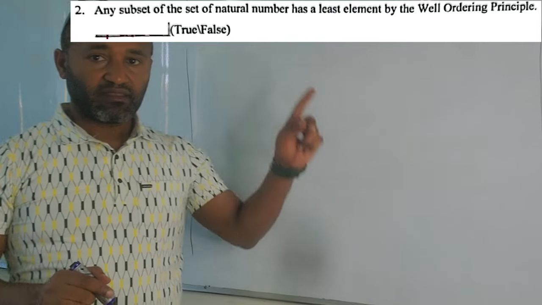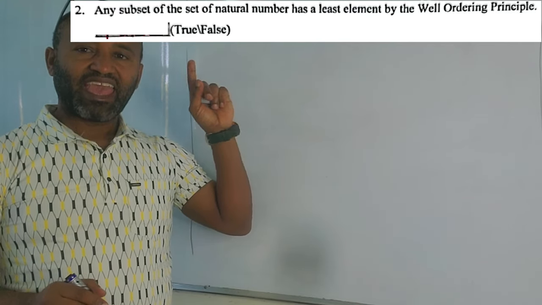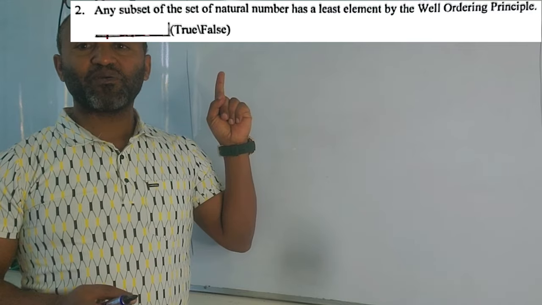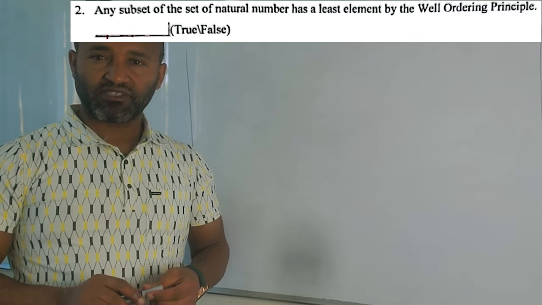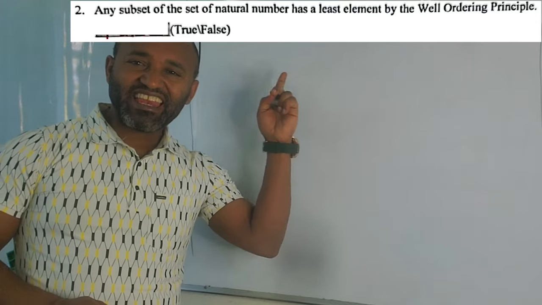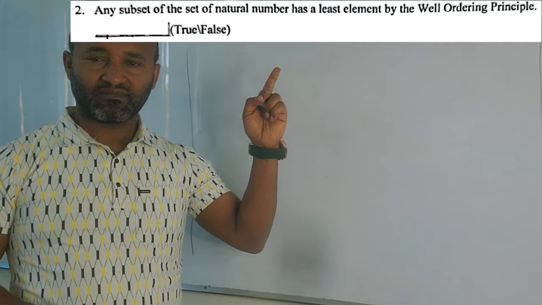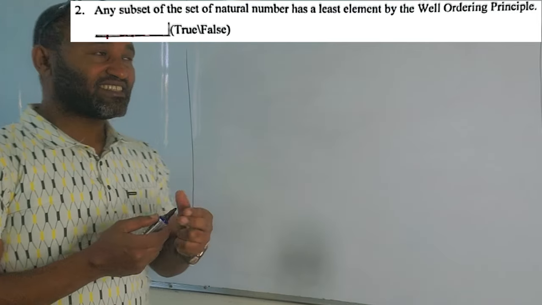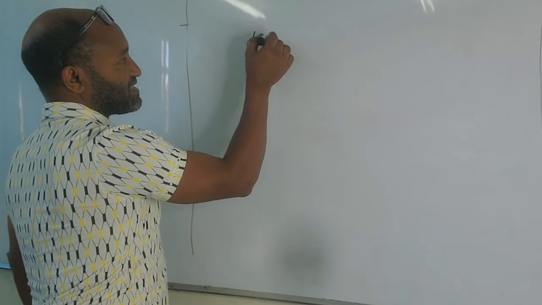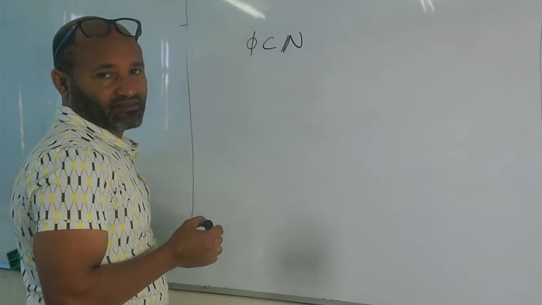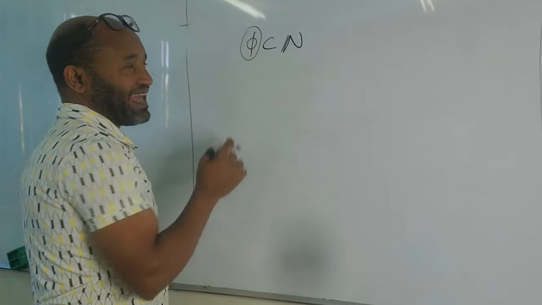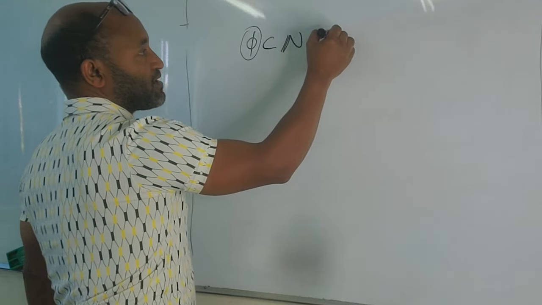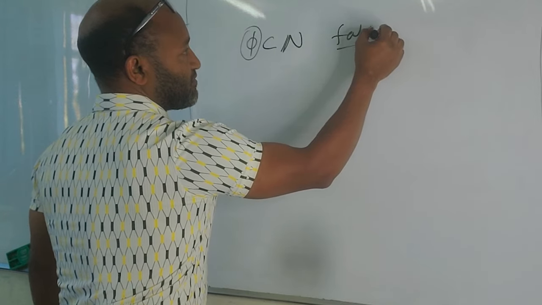What does the second question say? Any subset of the set of natural numbers has a least element by the well-ordering principle. Is it true or false? Now, look. Any subset of the set of natural numbers, does it have a least element? So, no. Therefore, our answer is false.